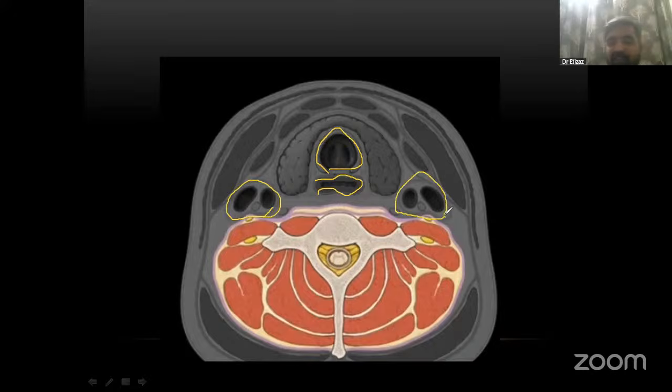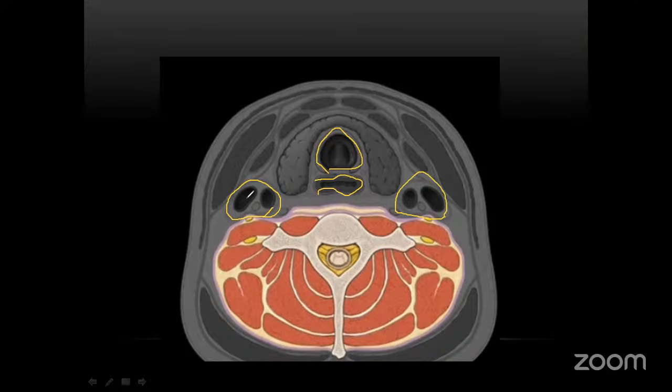Carotid sheath. Yes, you are right. Very right, Dr. Mustafa. This is the carotid sheath. So that has the carotid artery, the jugular vein, and what about the third one? Vagus nerve, sir. Vagus nerve.